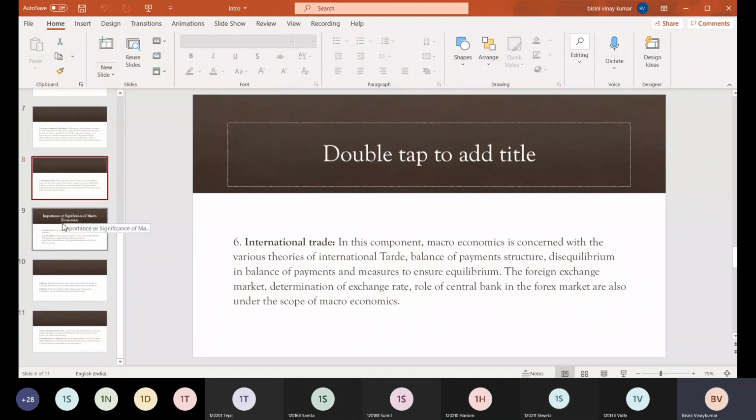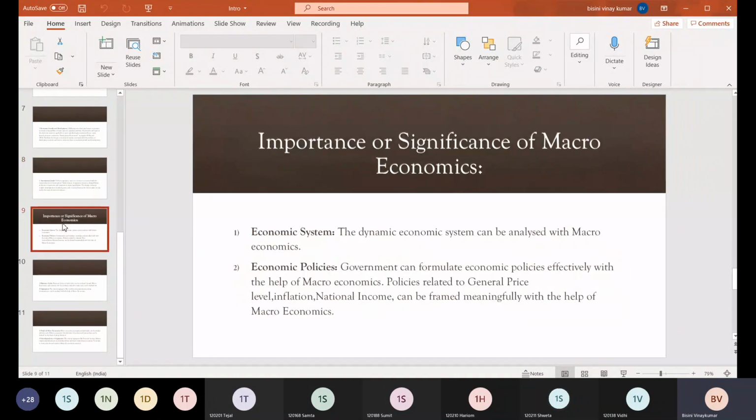Okay, now let us go to the importance and significance of macroeconomics. That is first point, that is economic system. The dynamic economic system can be analyzed with the help of macroeconomics. You all know that the entire economy can be analyzed. The demand sector, the supply sector, everything can be analyzed with the help of what? Macroeconomics.